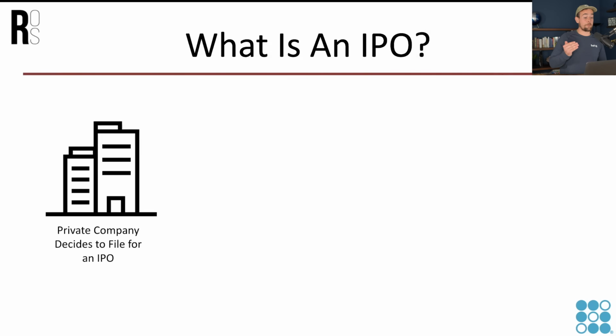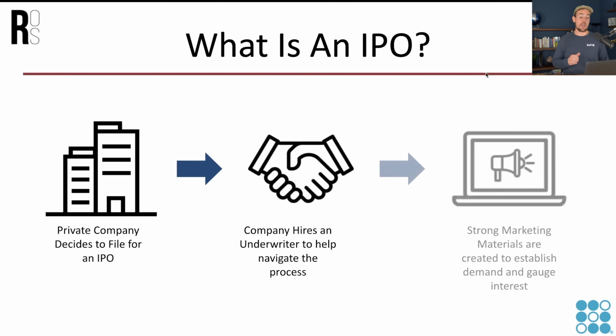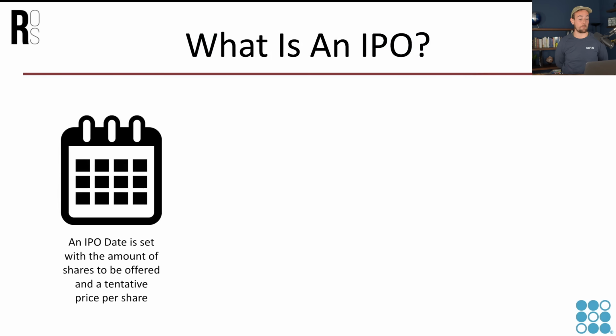So just to give you guys a visual example of what this looks like, here we have a private company which decides to file for an initial public offering. After that, the company hires an underwriter to help navigate the process of the IPO. And as we said, it's very complicated and takes oftentimes many, many months. After that, strong marketing materials are created to establish demand as well as gauge interest for the public offering. After that, an IPO date is set with the amount of shares to be offered and a tentative price per share, which can fluctuate based on demand.